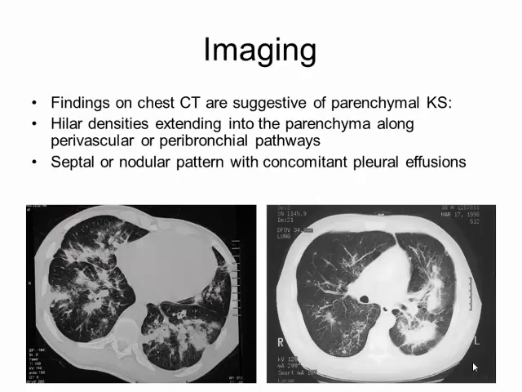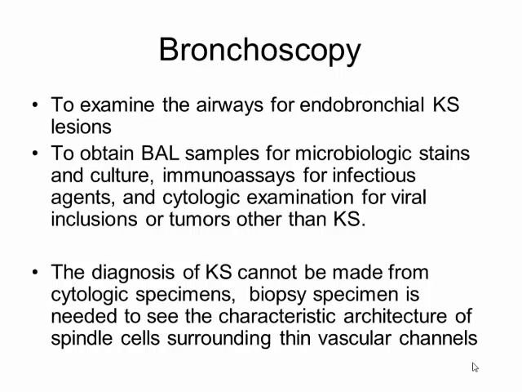It could be infection, which presents atypically in an HIV patient. So this is what we said. The role of bronchoscopy is to obtain BAL samples for microbiologic stains and cultures. You would do immune stains for infections, cytological examination for viruses and inclusion bodies, and you might also do cytological examination or even biopsies for tumors, to rule out tumors other than Kaposi sarcoma.